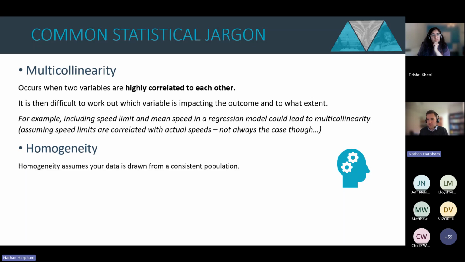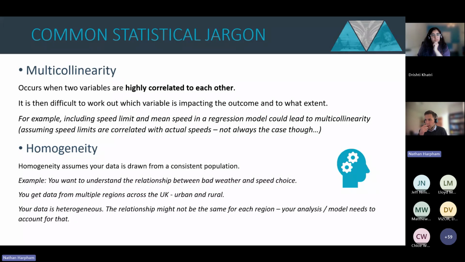Homogeneity, good word, that, a bit tricky to say. So this basically is the principle that your data is drawn from a consistent population. What do I mean by that? Let's go through an example maybe.